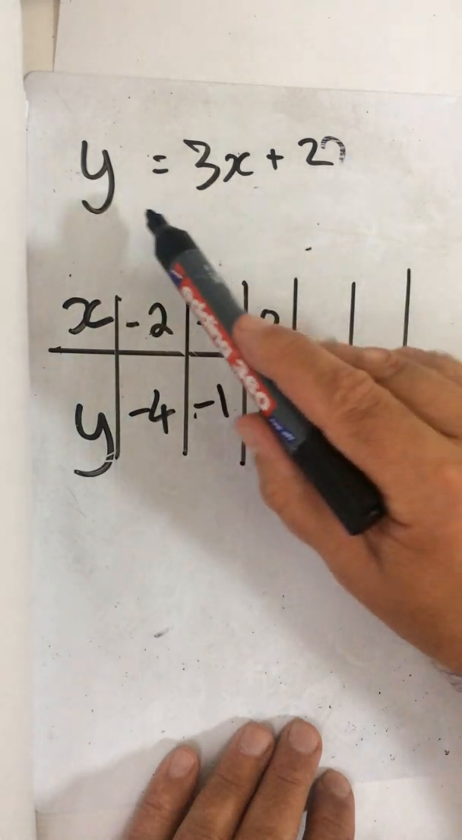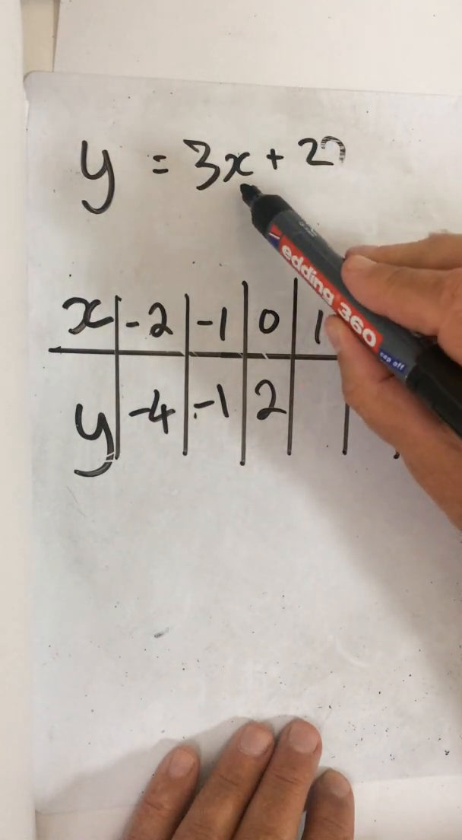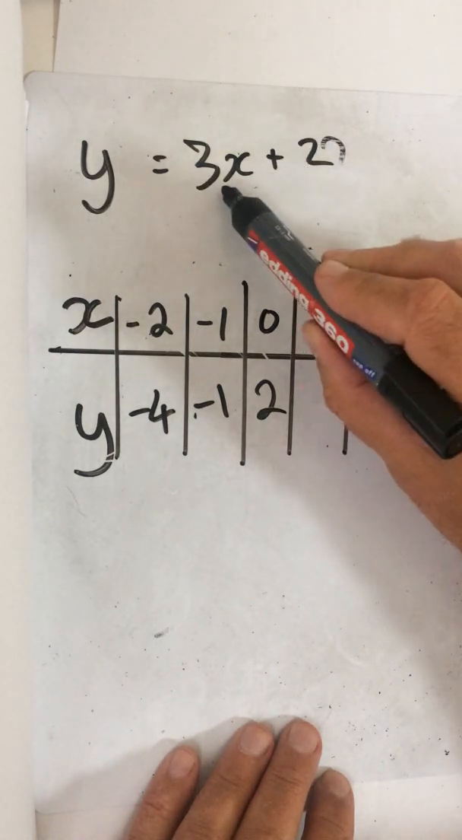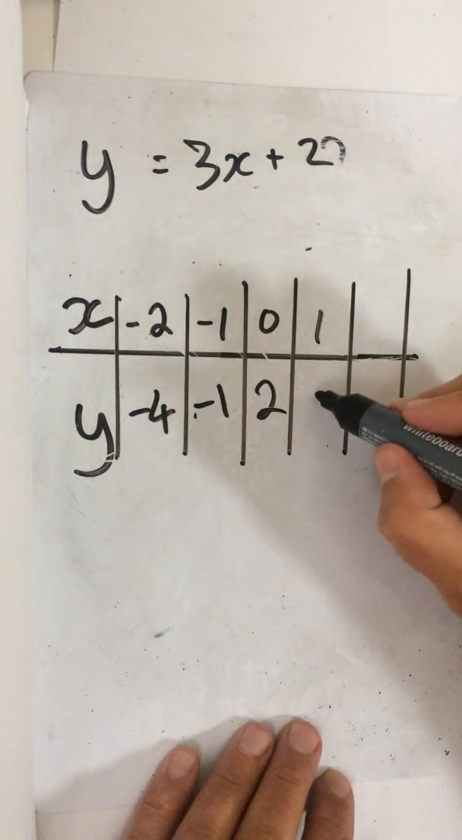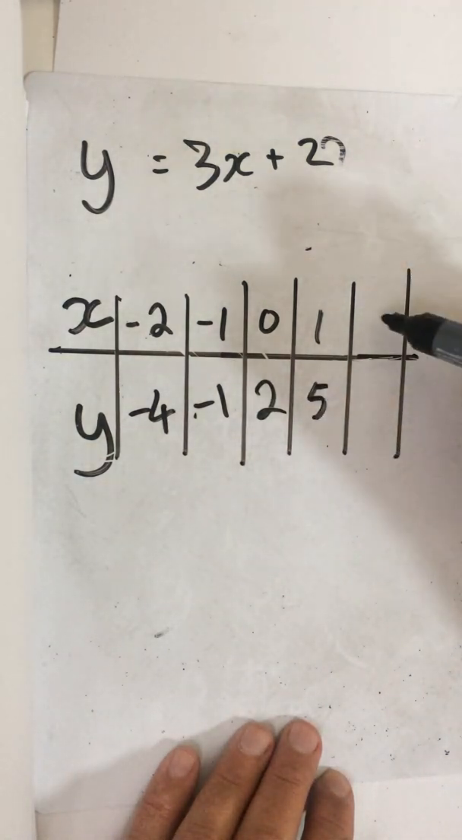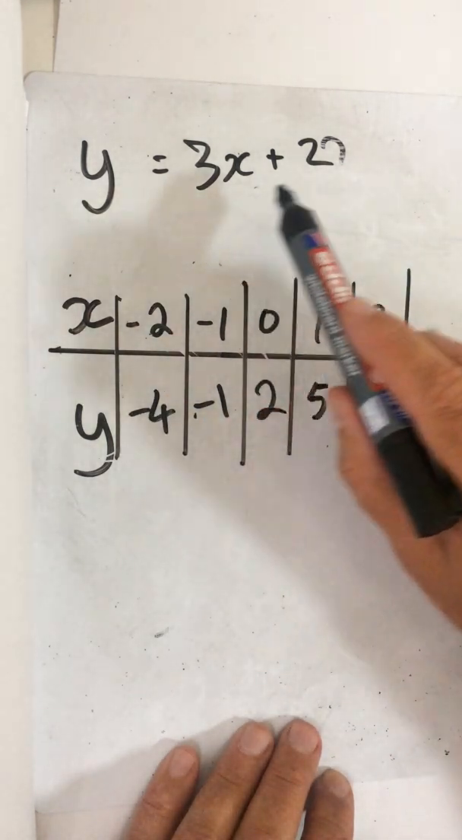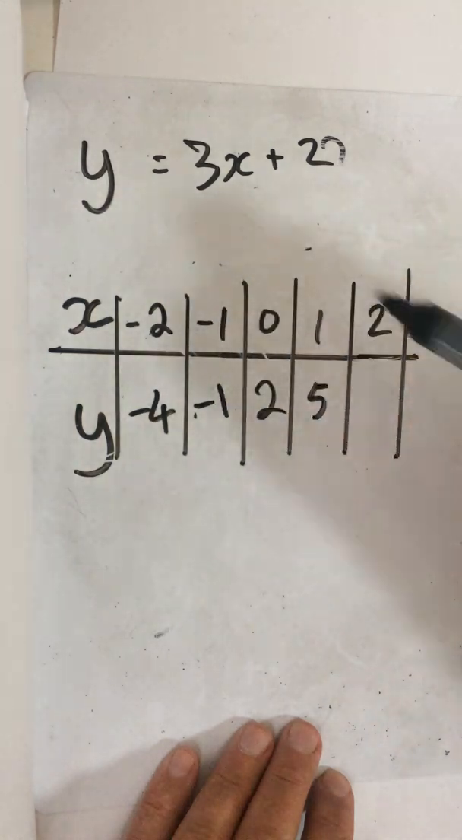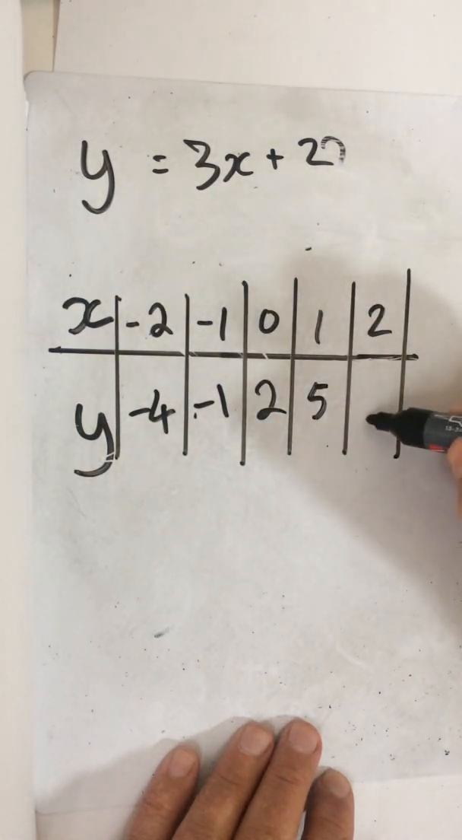Okay. Then we can go 1. 3 times 1 is 3, plus 2 is 5. And then we'll go here, our 2 along our x-axis. 3 times 2 is 6, plus 2 is 8.